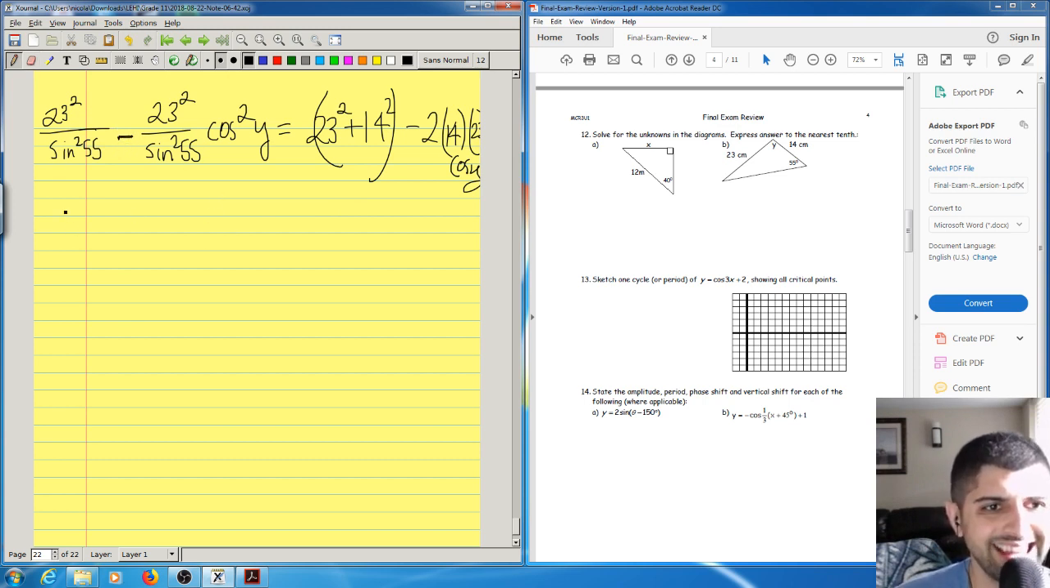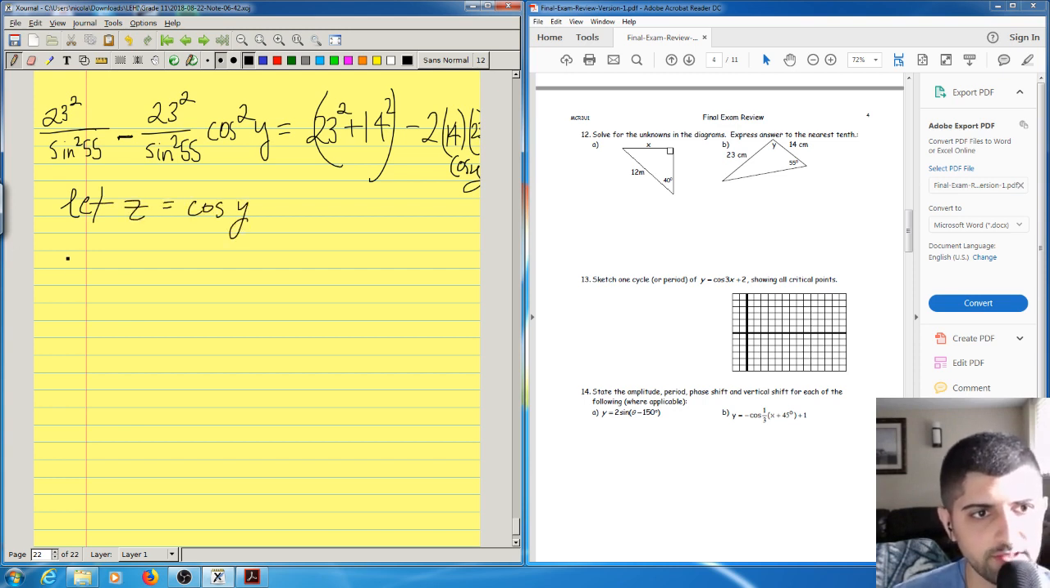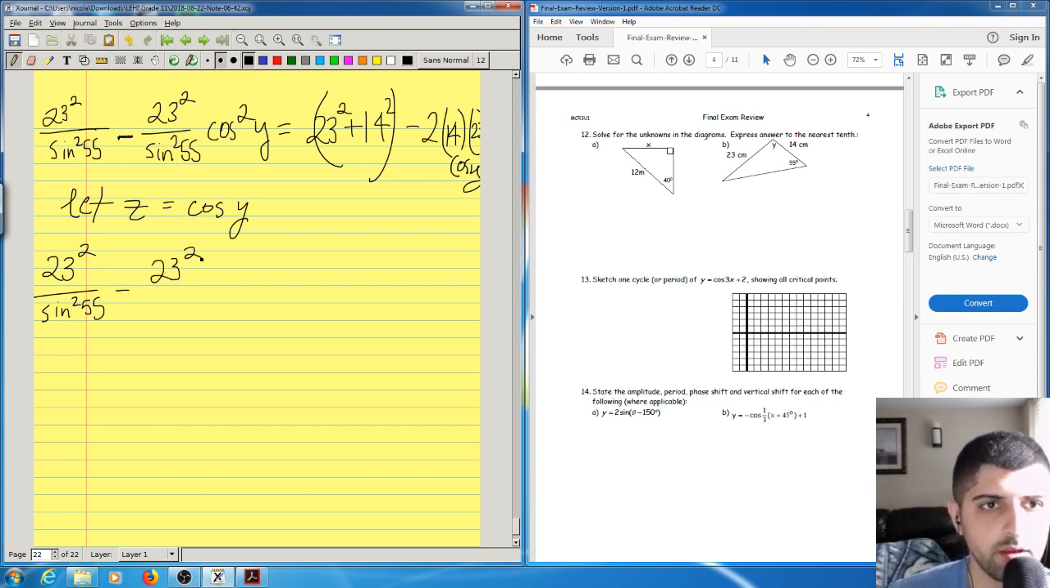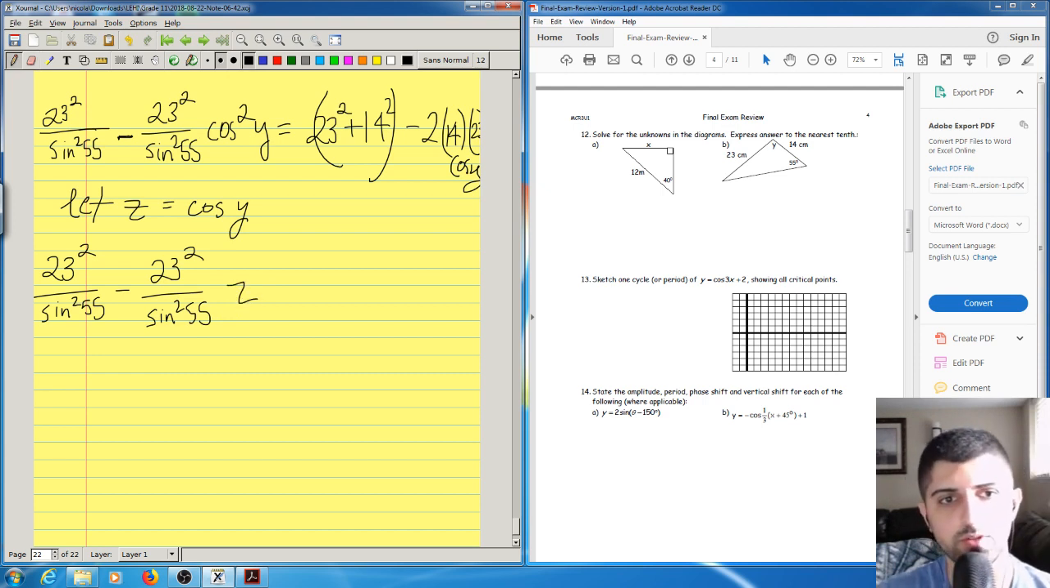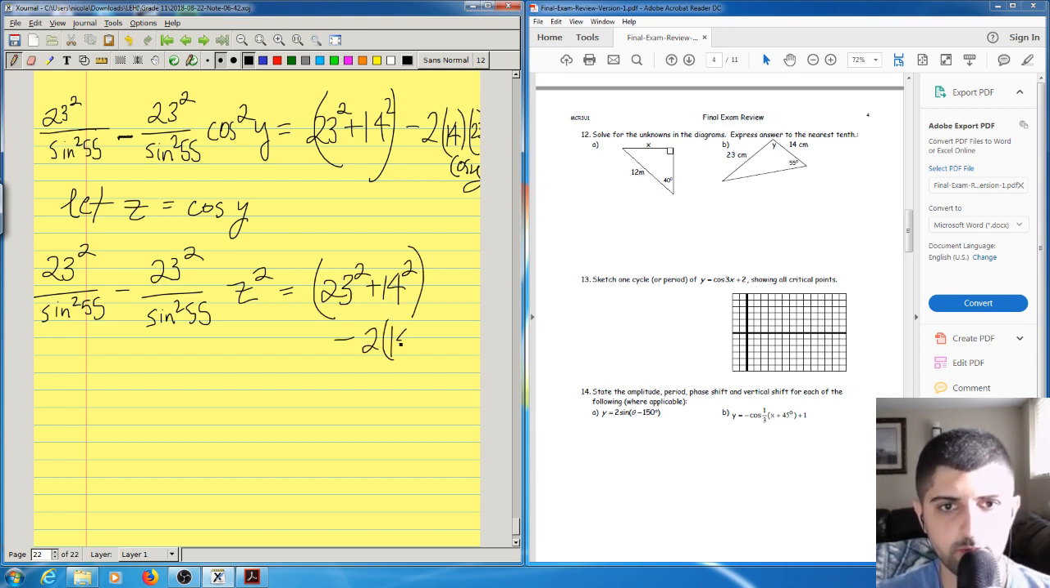So now let z equal cosine y. That simplifies things for me. Okay, I get 23 squared over sine squared 55. Again, punch this into your calculator, forget what the number is. Minus 23 squared over sine squared 55 times z. Now I'm switching the variable, right? This is called a change of variables. So now this is z squared equals this number, punch that into your calculator, whatever that is, minus 2 times 14 times 23, punch that into your calculator, times z.